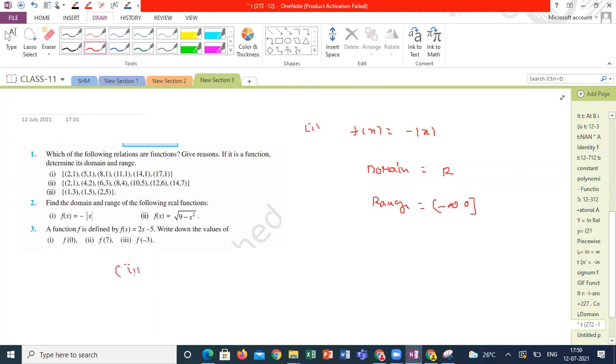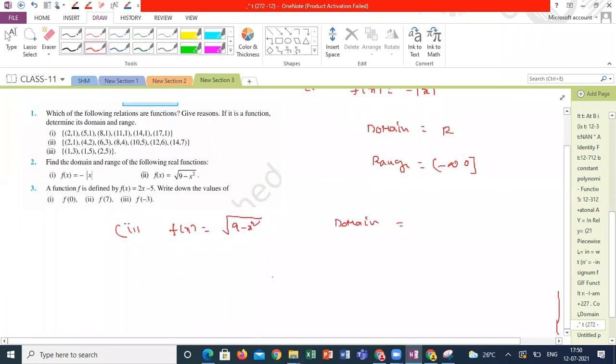Second function. f of x is root of 9 minus x square. What is its domain? Any x value will be suitable here? Is it possible that any x value can be kept here? No, sir. Correct. The value under the root must be greater than or equal to 0. Am I right? Yes, sir.